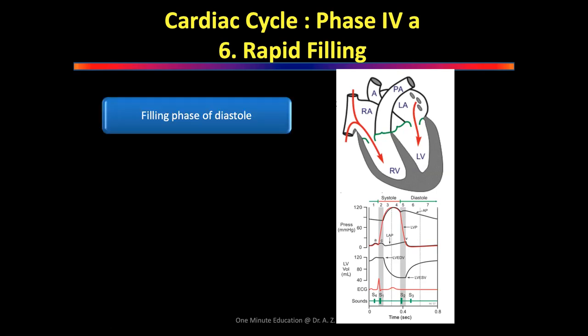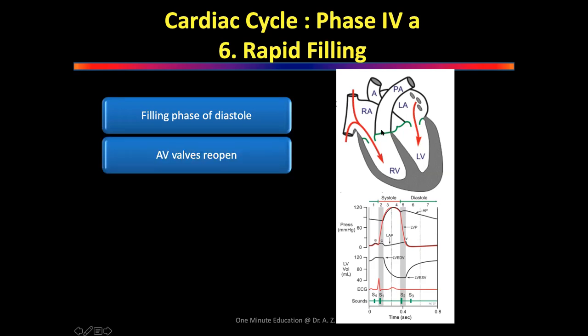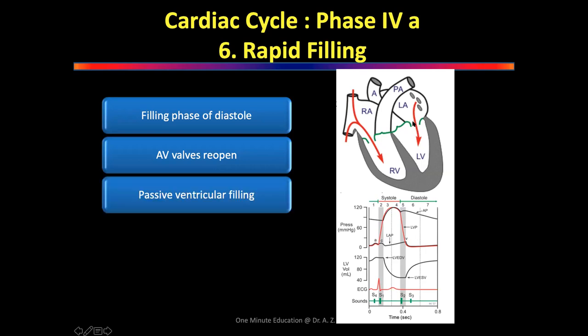So this is the filling phase of diastole, where the atrioventricular valve, which is the mitral valve and the tricuspid valve, reopen. And there is rapid filling. So first there is rapid filling, but the filling is passive. There is no contraction happening here. The atria is not pushing the blood into the ventricle. It is the negative pressure which the ventricle has created during isovolumetric relaxation that the blood is suddenly moving from the left atrium into the ventricle. So it is a passive ventricular filling.